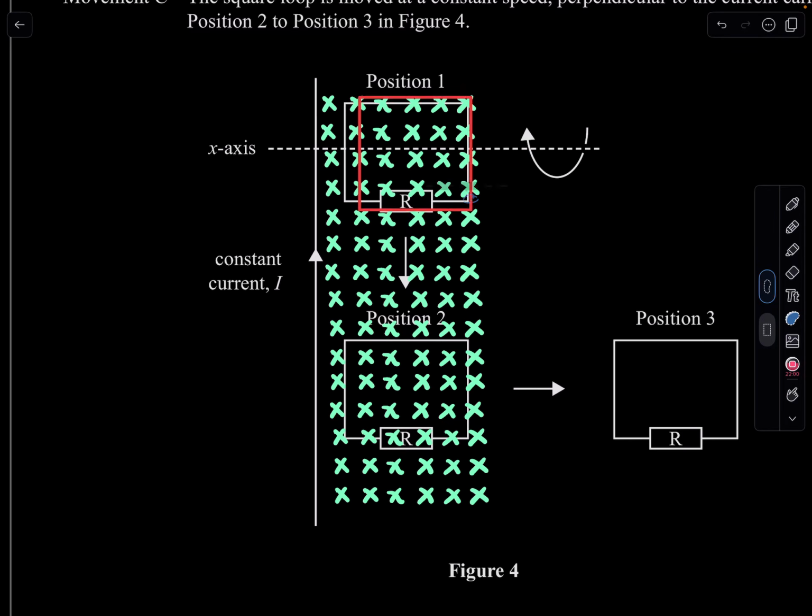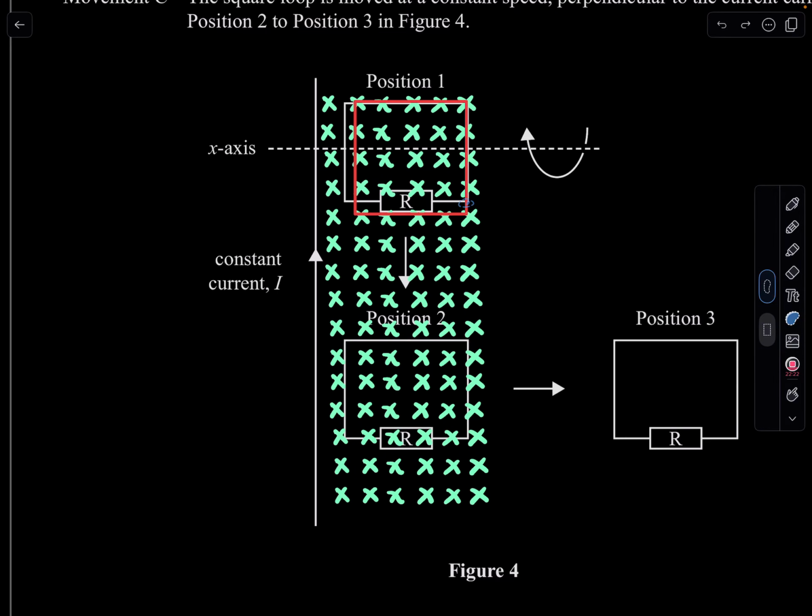As we can see here, it's still the same value. Those field lines are all passing through, and because it's moving at a constant velocity, there is no change in flux. It's just going to be all the same. Your flux is the same value as you go down from position 2.